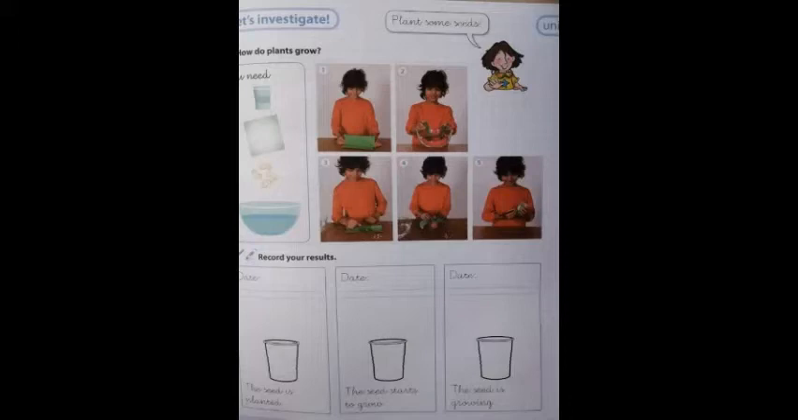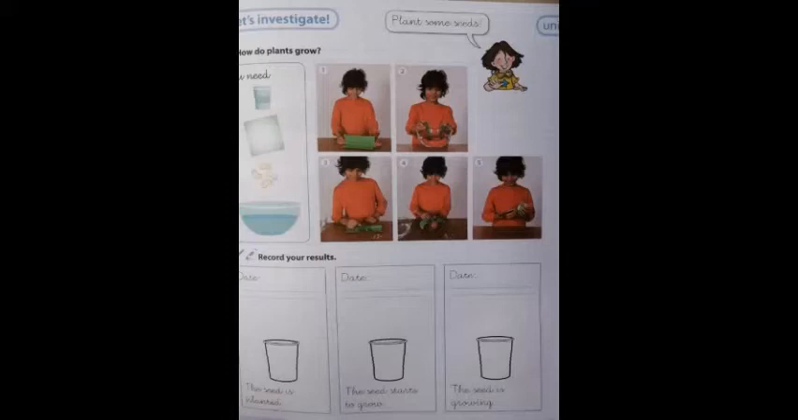And you're going to record below your results. Date, the seed is planted. The second one, the seed starts to grow. Number three, the seed is growing.